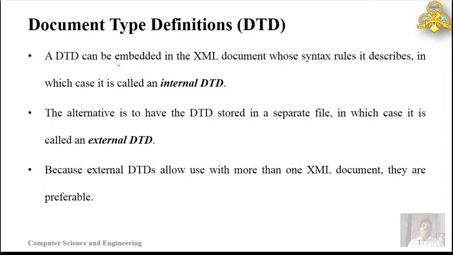A DTD can be embedded within the XML document, and such a DTD is known as an internal DTD. Or we can store the DTD declarations in a separate file that is linked with our XML file. In such a case, it is called an external DTD. The external DTD is the most recommended one because using one external DTD, many XML documents can be developed. It is the same case as the external CSS file in HTML.